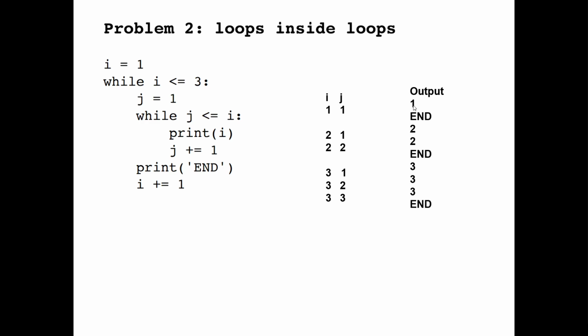We have 1, 1, because we're printing i, then end. Then we print it out twice, because this is a do-it-n-times kind of loop. Then we print out end from that outermost loop. If this were tabbed over one more, then it would be inside the innermost loop. We'd print 1 end, 2 end, 2 end, 3 end, 3 end. But it's tabbed over into this block, so it doesn't happen inside this loop.